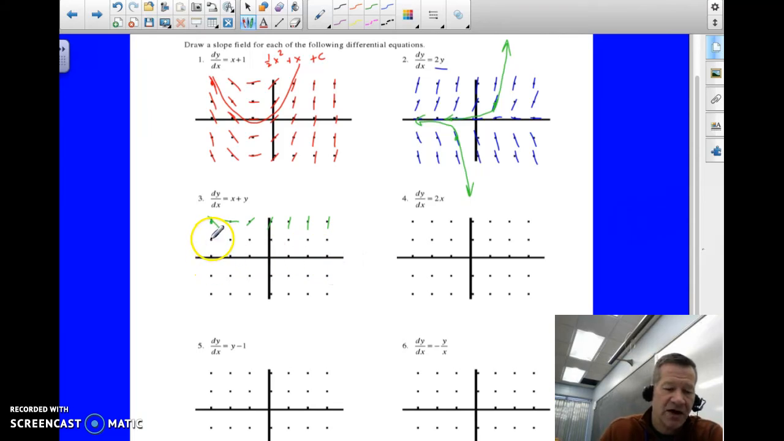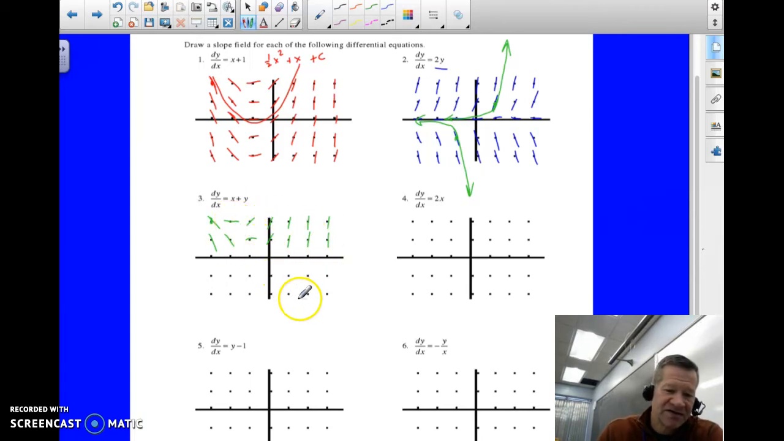Continue. Negative 3, 1. Negative 3 plus 1 is negative 2. Negative 2 plus 1 is negative 1. Negative 1 plus 1 is 0. 0 plus 1 is 1. 1 plus 1 is 2. 2 plus 1 is 3. 3 plus 1 is 4. Now you start to notice something.